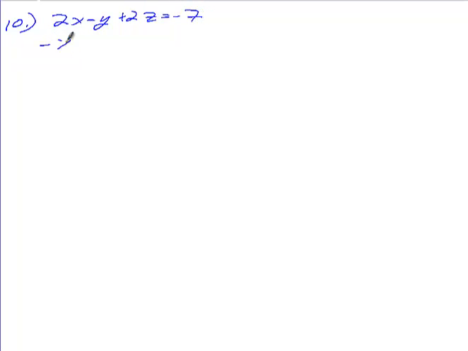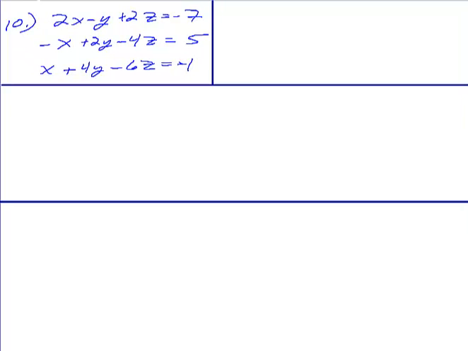Negative x plus 2y minus 4z equals 5. Equals positive 5. Yes. All right, and then the last one. X plus 4y minus 6z equals -1. Am I going too fast? Nope. Good job. So, you're going to walk me through this.